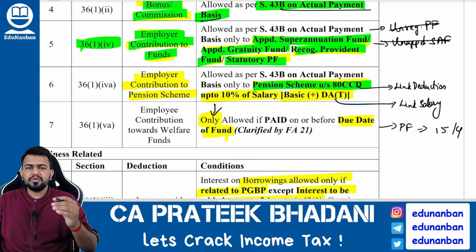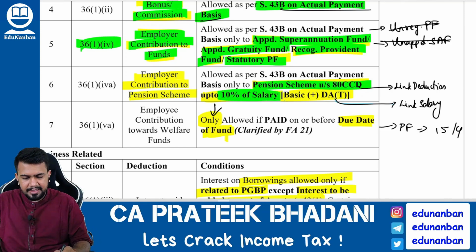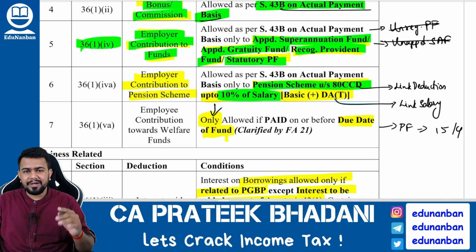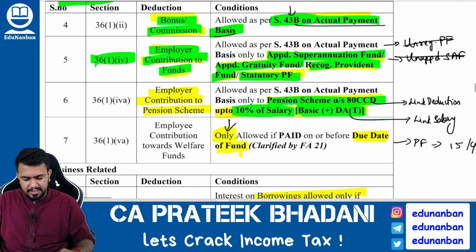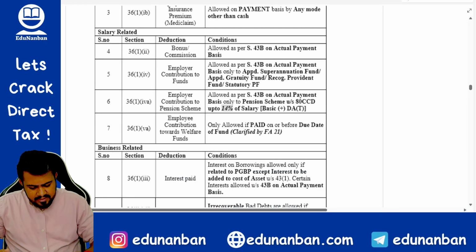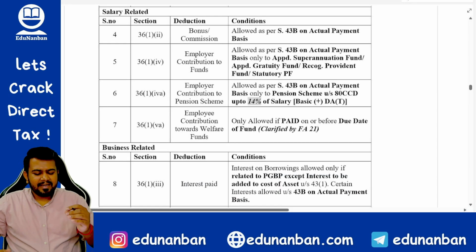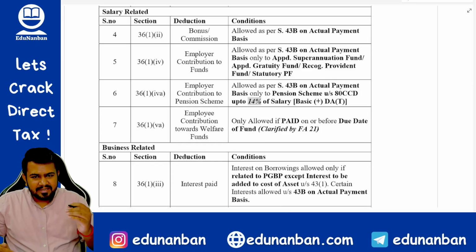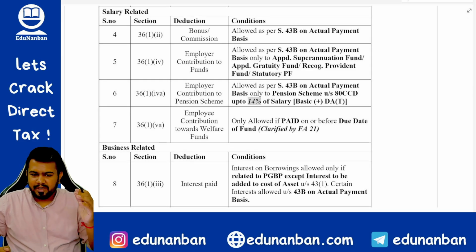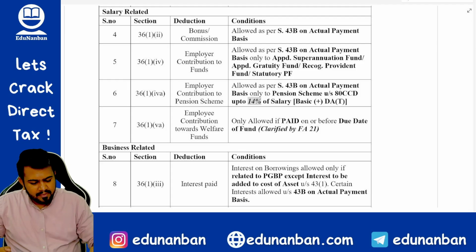Moreover, the contribution to 80CCD only up to a maximum of 10% of salary will be allowed as deduction. And what is salary? Salary means basic plus DA terms. In section 36, I told you about 80CCD subsection 2, that the employer contribution deduction has been increased from the 10% limit to the 14% limit, correct? The same change will reflect here also in section number 36. Even the employer will get a deduction of up to 14% of the salary.